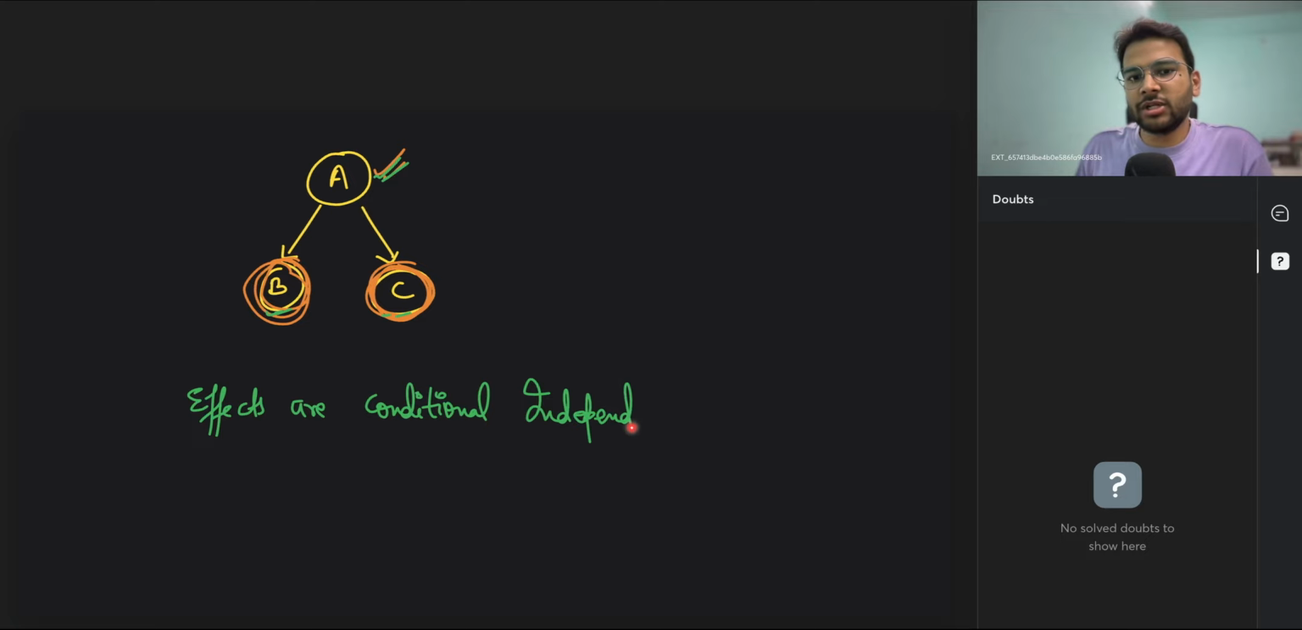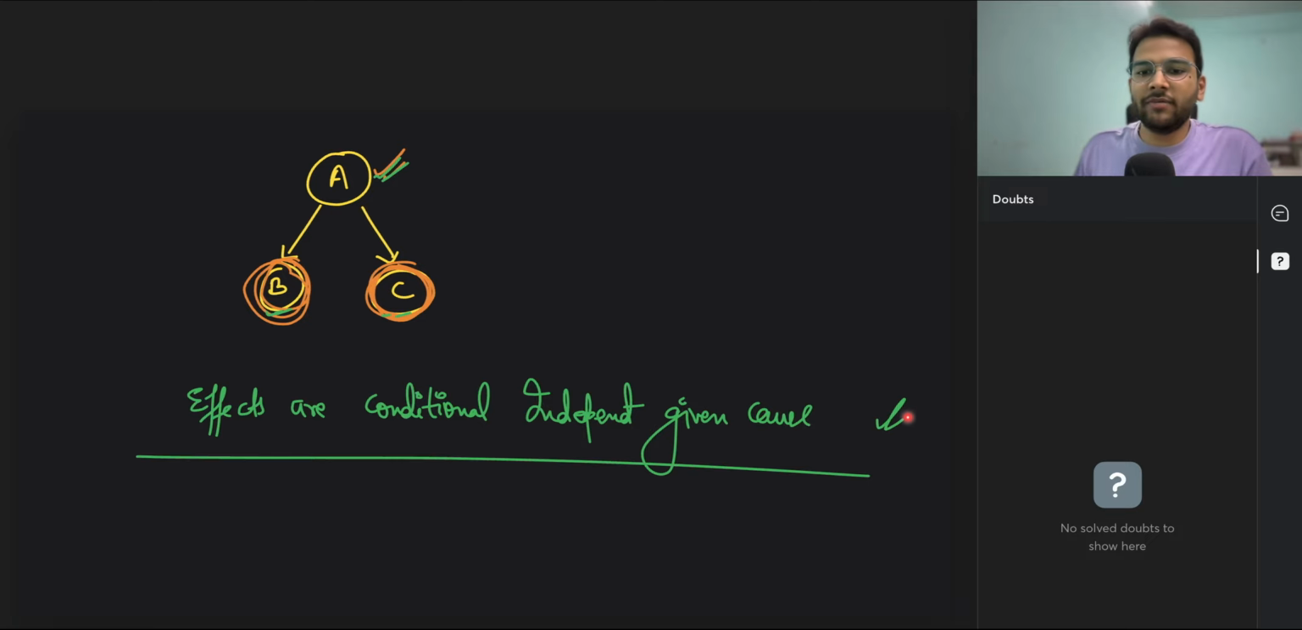Effects are conditionally independent given the cause, right? In the previous lecture, if you remember, I discussed the example of toothache, cavity, catch. I told you that when cavity is given, then toothache and catch are conditionally independent, and I explained why it is so. If you have not watched that lecture, please refer to it. You will understand the meaning of conditional independence.